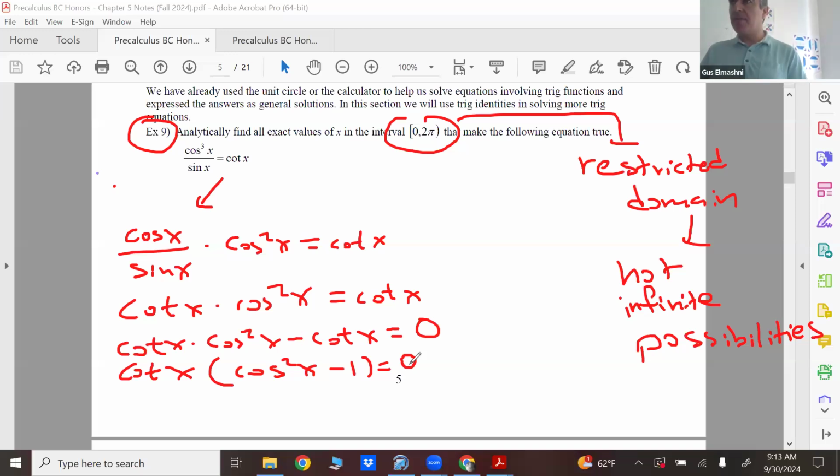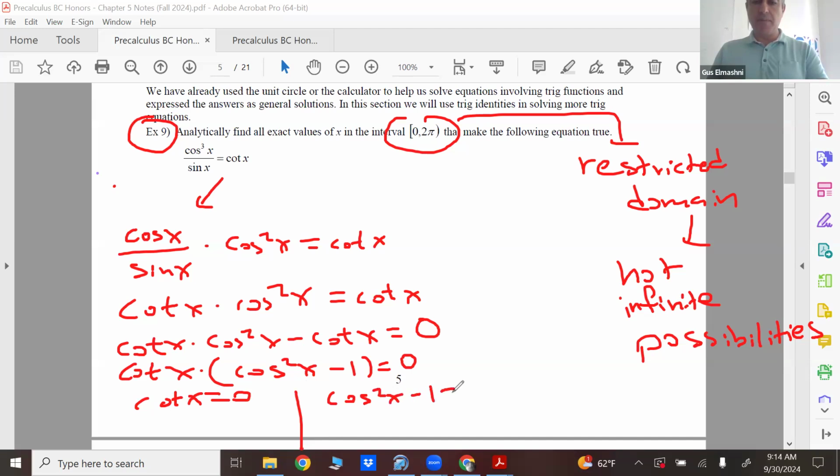So you have to do that instead. See how that is a little more sophisticated, right? Cotan x times cosine squared x minus 1. So now I could actually solve it. Cotan x equals 0, or cosine squared x minus 1 equals 0. So cosine x has to equal what? Plus or minus 1, right?